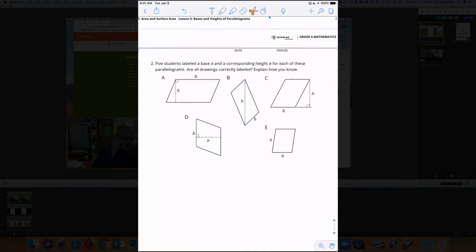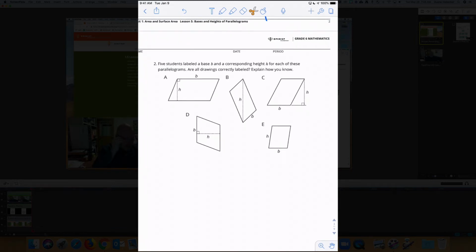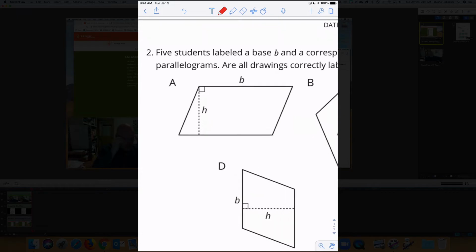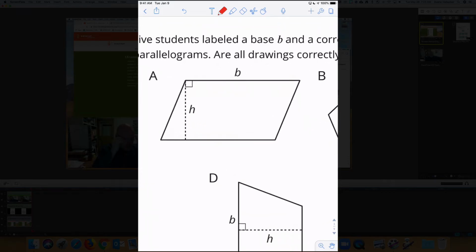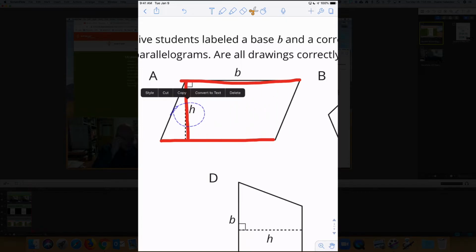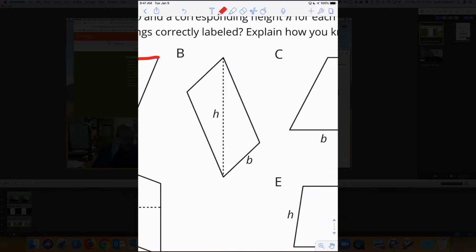Okay, so here we go. Five students labeled a base B and a corresponding height H, base and height, for each of these parallelograms. Are all drawings correctly labeled? Explain how you know. So here we go. Is this base and height correctly labeled? Well, here's our base, which means this is also our base. And we can slide that height around, and yep, that is correct. So that is a smiley face. How about this one? Is this correct?